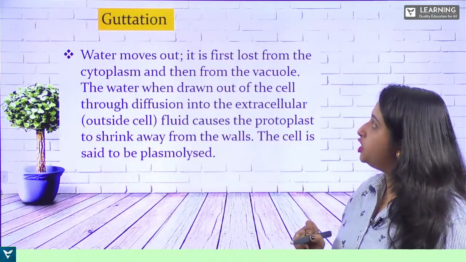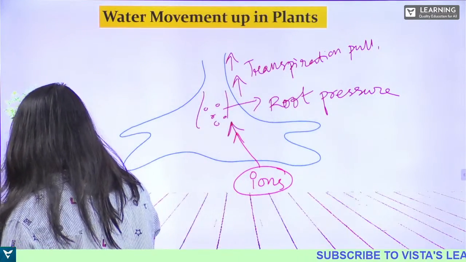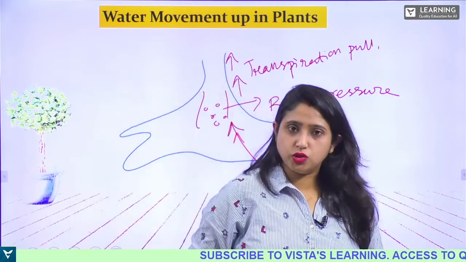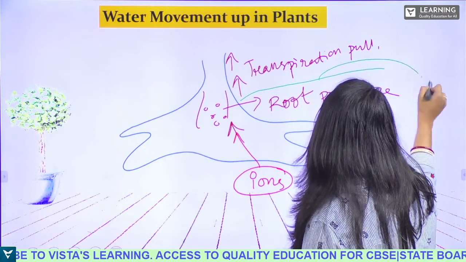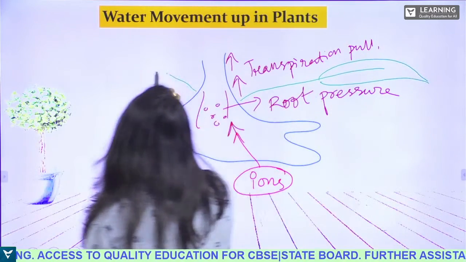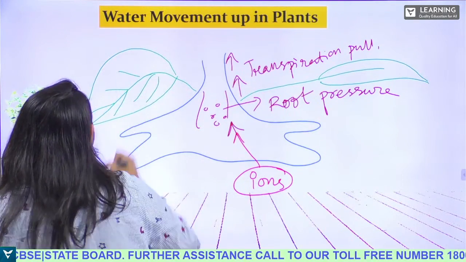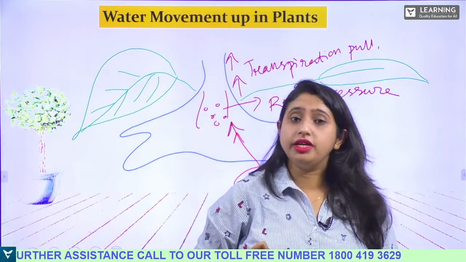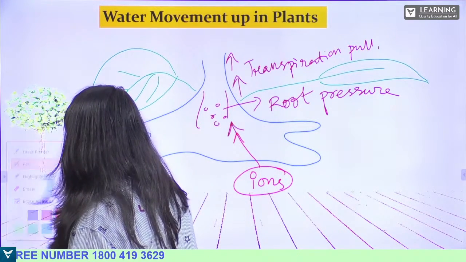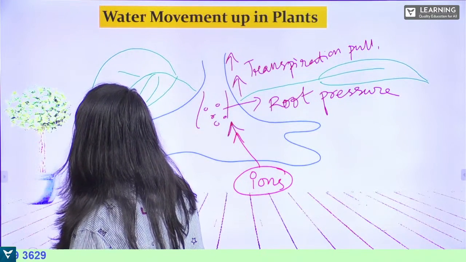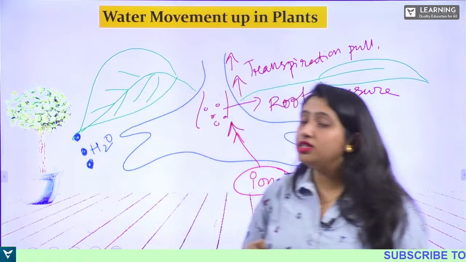Now what is this guttation? Let us see here. The leaves which are present near the roots release water through the tip of the veins. They release water. So what is this guttation?